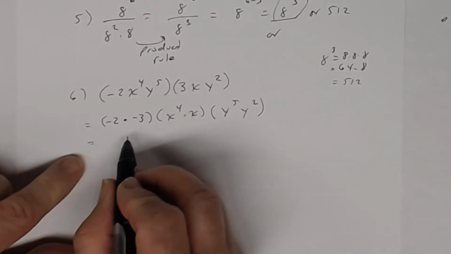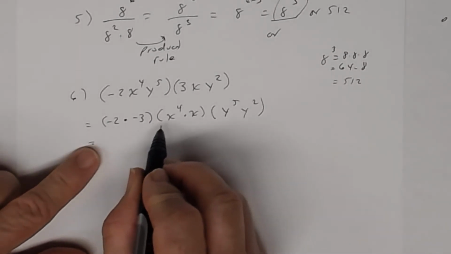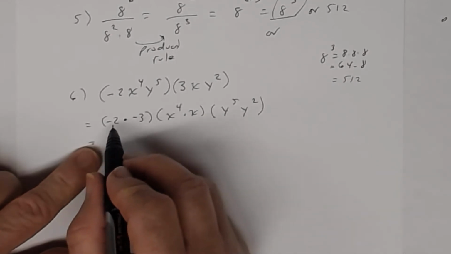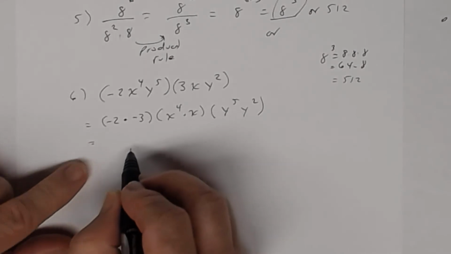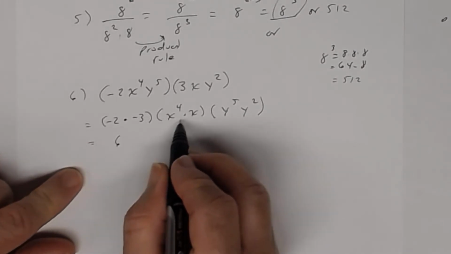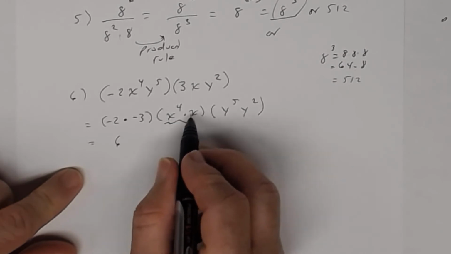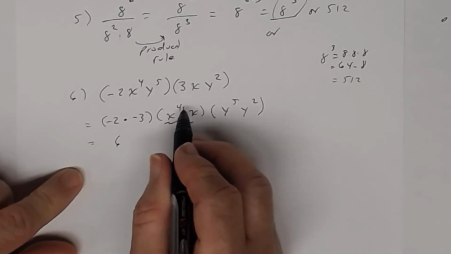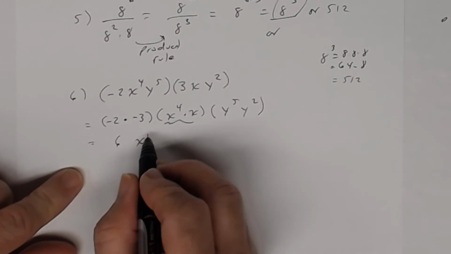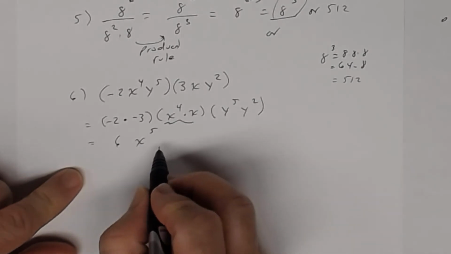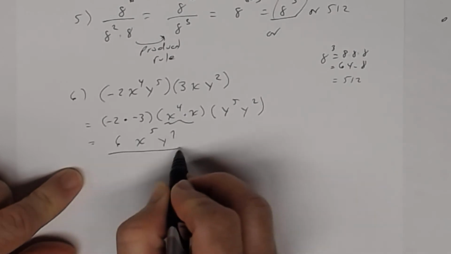And now I'm going to simplify each of those parentheses using our properties. Well, we all know that a negative 2 times a negative 3 is a positive 6. We all know that x to the 4 times x, using the product rule, I add exponents. 4 plus 1 is 5, so you get 6x to the 5th. And then y to the 5th times y to the 2nd is y to the 7th. And so there's your answer.